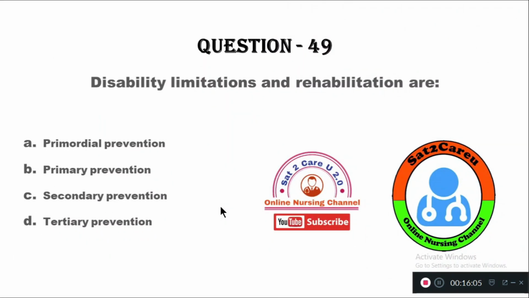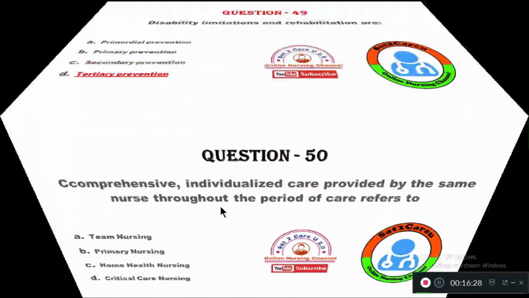Next question. Disability limitation and rehabilitation are option A, primordial prevention, B, primary prevention, C, secondary prevention, D, tertiary prevention. So disability limitation and rehabilitation comes under option D, tertiary prevention. Now move on to the 50th question.